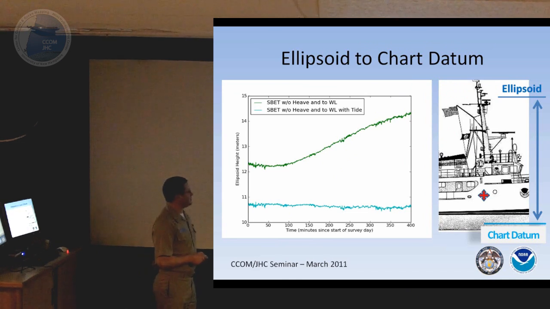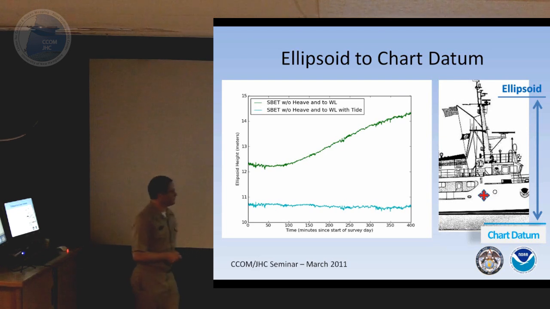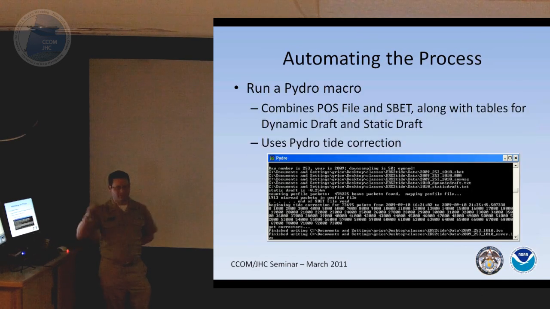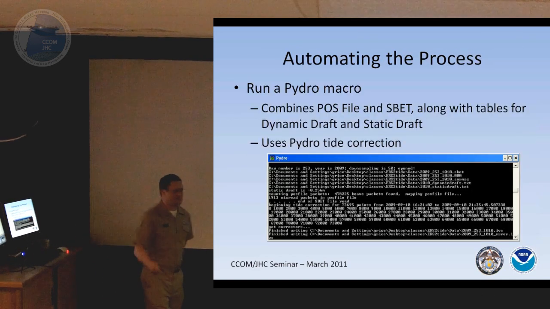So you can back this out in a relatively straightforward manner. And so if we just add that tide correction to our signal after we have applied heave in the water line, we get out something like this, which is essentially the difference between our chart datum and the ellipsoid. And so that's pretty much all there is to it. I went through it step by step there, but in fact all those steps happen all at once.